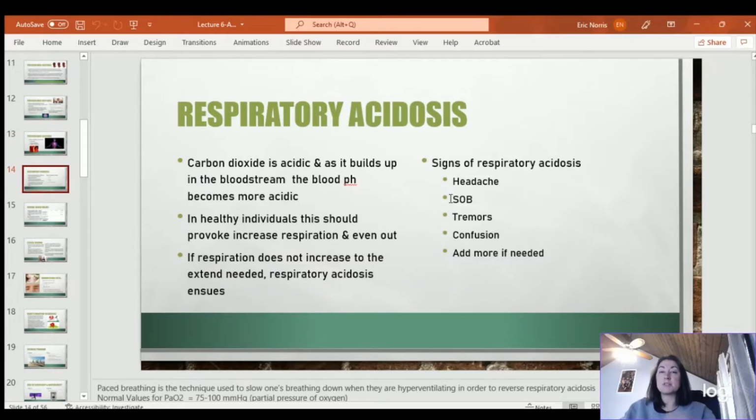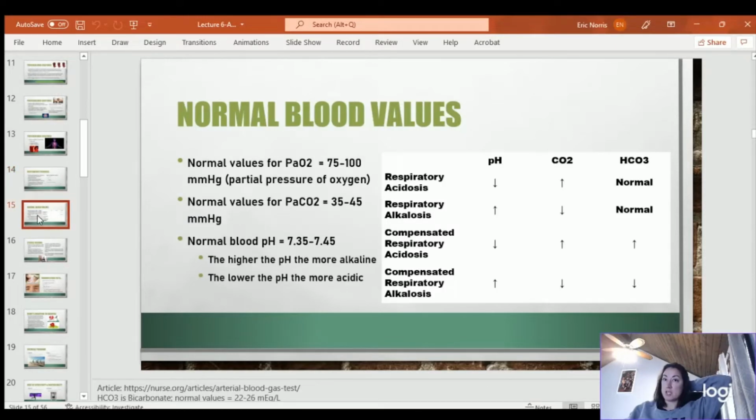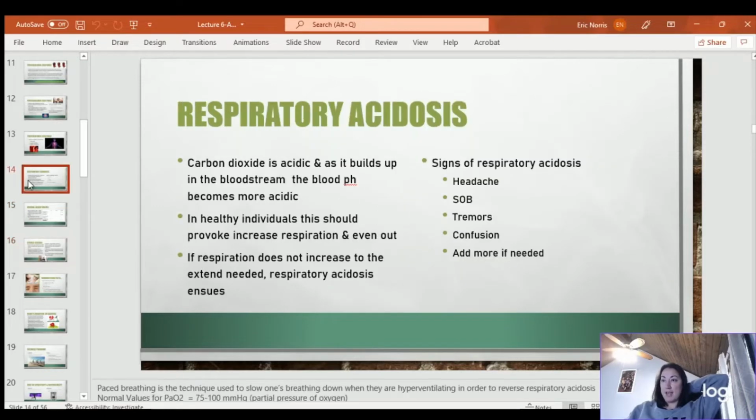Respiratory acidosis and alkalosis we are going to talk about because I know there are board questions about that. And so I wanted to add that in just to talk about what that is. So carbon dioxide is an acidic product, and it starts to build up in the bloodstream as we exercise. So as it builds up, the pH becomes more acidic. Carbon dioxide is an acid. As it builds up, it becomes more acidic.